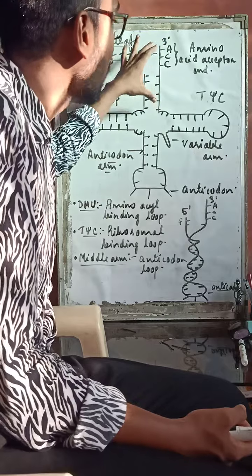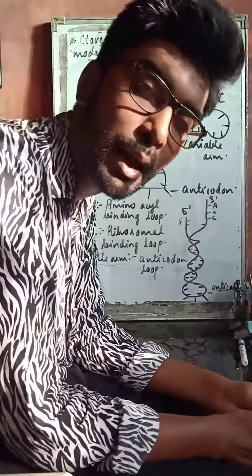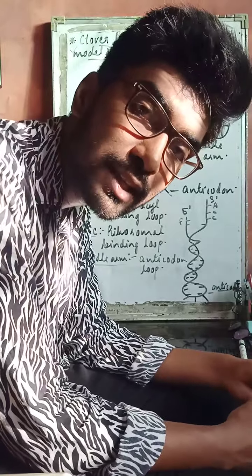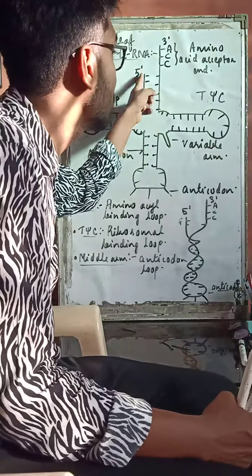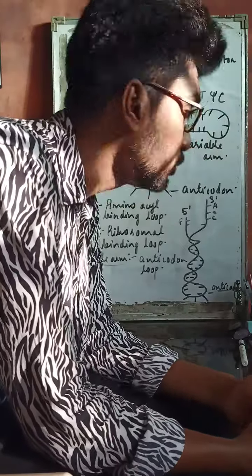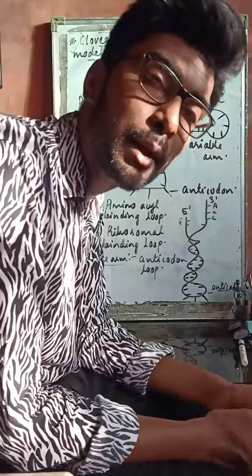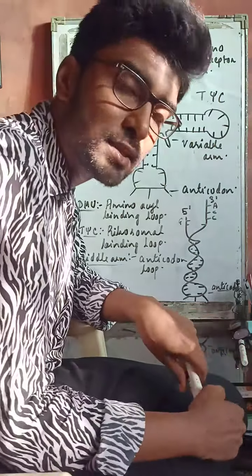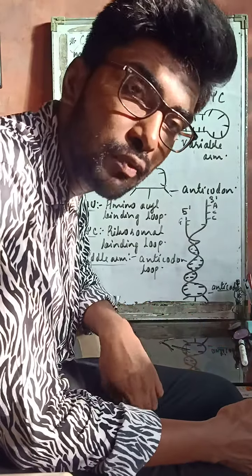Okay, one is called the long arm, second is called the short arm. The long arm generally has the 3' end and the short arm generally has the 5' end, right? This 3' long arm contains your CCA end, which is also called the amino acid acceptor end, whereas the 5' end will have a G, that is the nitrogen base guanine. So here you can see the long arm has a CCA end, that is nothing but your amino acid acceptor end. That's all about the structure of the clover leaf model of transfer RNA.